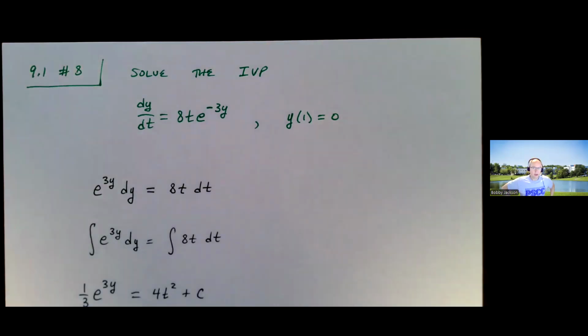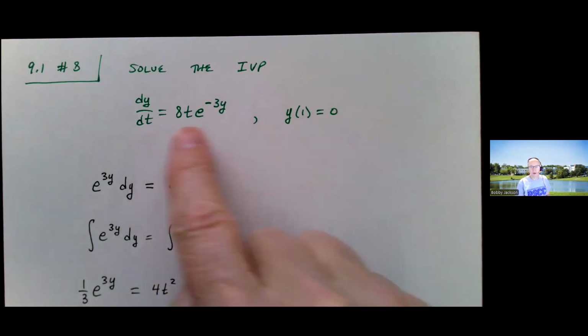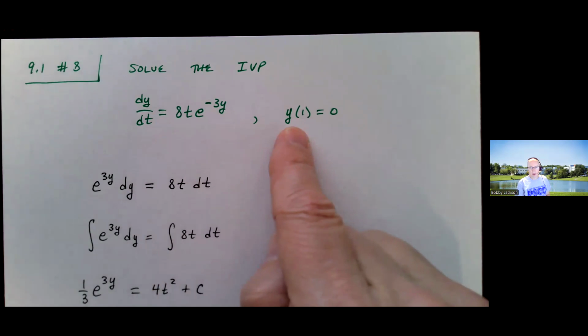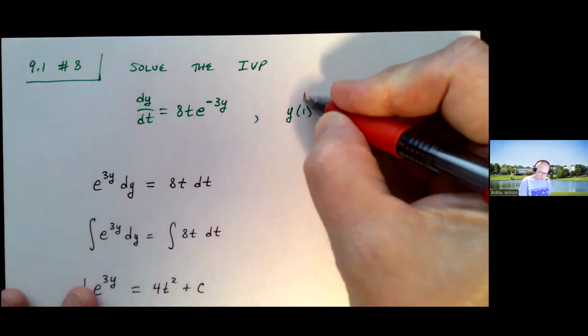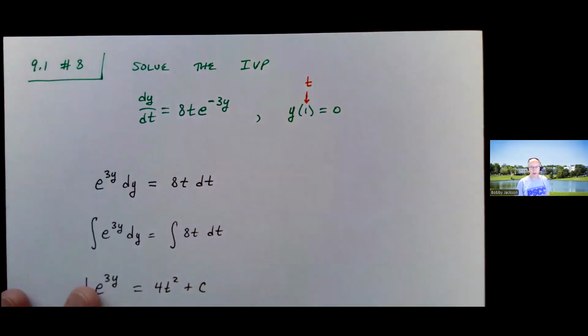Hey everyone, we're going to look at number 8 here in section 9.1. We're going to solve the initial value problem given here. All right, we have the differential equation. Notice it is with respect to t, so we're looking for y as a function of t. And here's our initial condition, which again is saying, when t is 1, the value of y is 0.